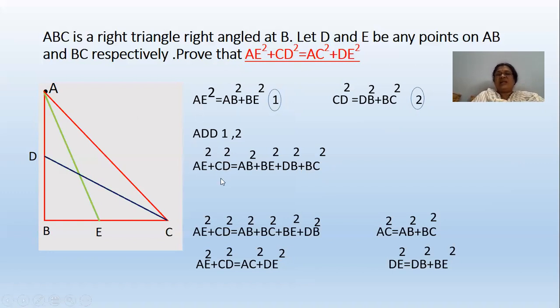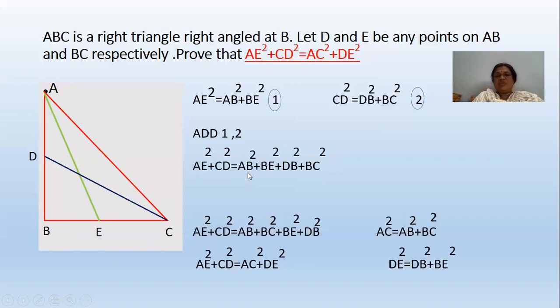When the LHS is added, the right hand side will also be added like this. And now you have to look at the right hand side. What is there in the right hand side? AC square is there, DE square is there. Let us see where AC square is in the diagram. AC square is nothing but the hypotenuse of the big triangle, the red triangle, isn't it? So you can write this hypotenuse square as the sum of the other two sides, that is AB square and BC square.